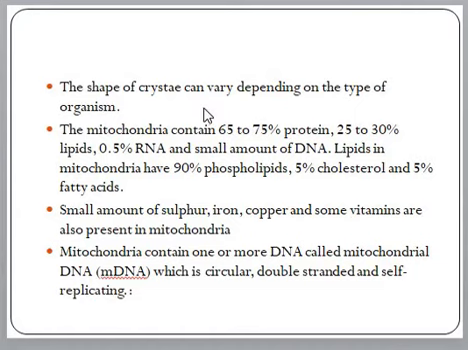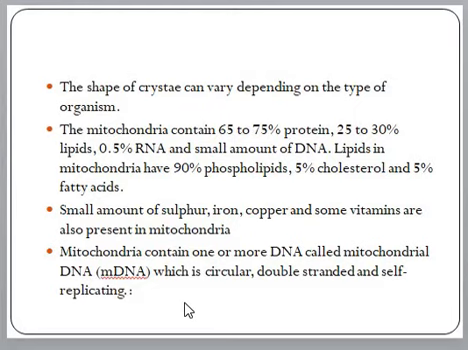The shape of the cristae also varies. Normally we describe an infolding like this, but the shape of the cristae can be reticulate depending on the species. Chemically, mitochondria contain 65 to 75% proteins. They have 25 to 30% lipids, 0.5% RNA, and a small amount of DNA. The lipids present within the mitochondria are 90% phospholipid, 5% cholesterol, and 5% fatty acid. Apart from these molecules, they also contain sulfur, iron, copper, and some vitamins.